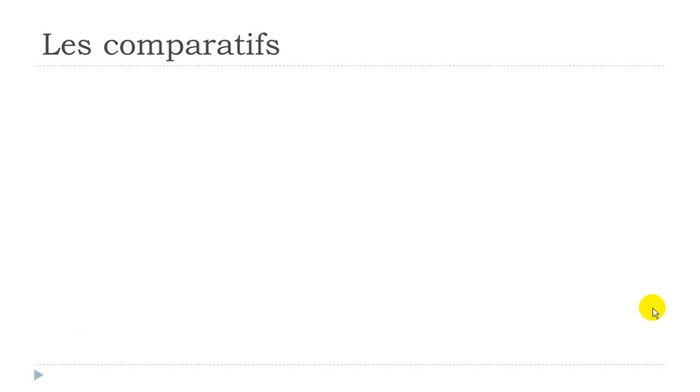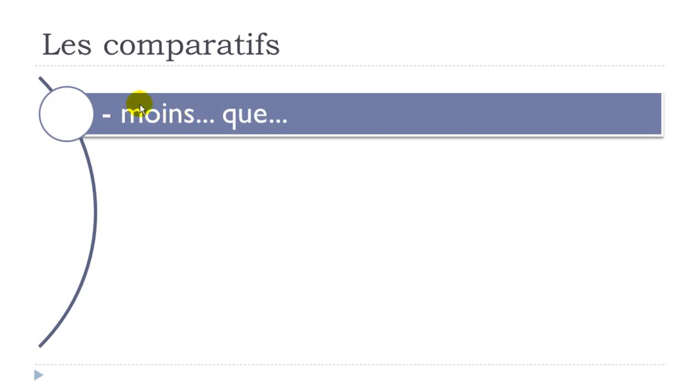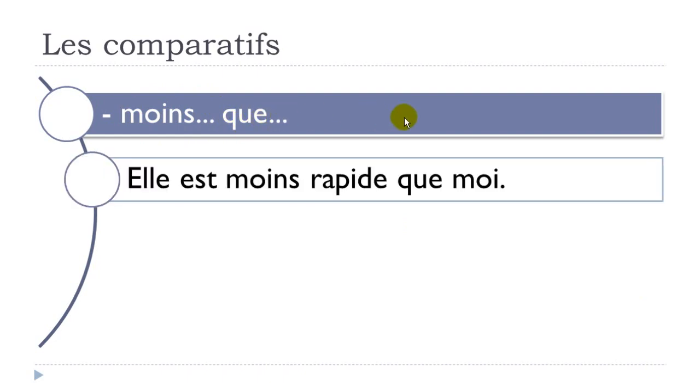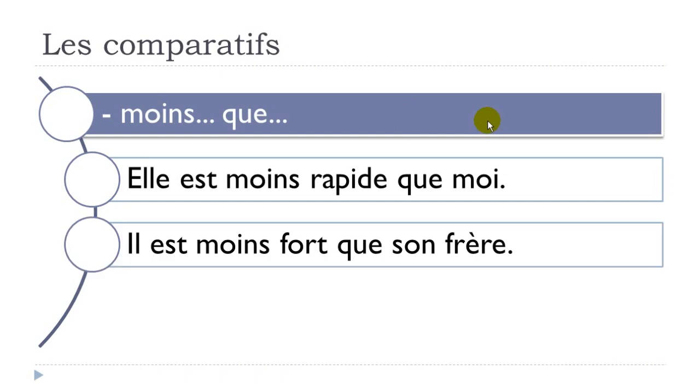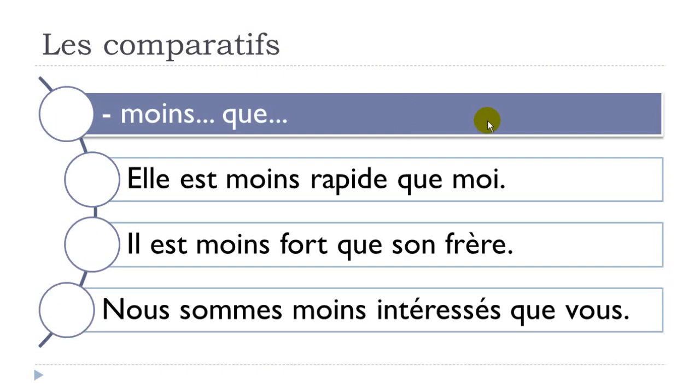All right? And then moins, same thing here, remember, we don't pronounce the final S. Then you put the adjective, que, then, and the rest of the sentence. Elle est moins rapide que moi. Il est moins fort que son frère. Nous sommes moins intéressés que vous. Okay, one more time. Elle est moins rapide que moi. Il est moins fort que son frère. Nous sommes moins intéressés que vous.